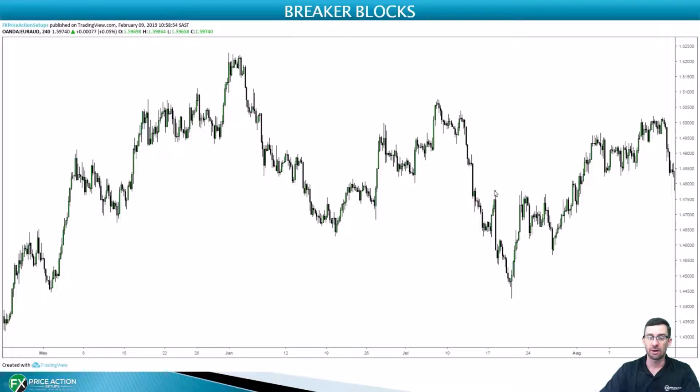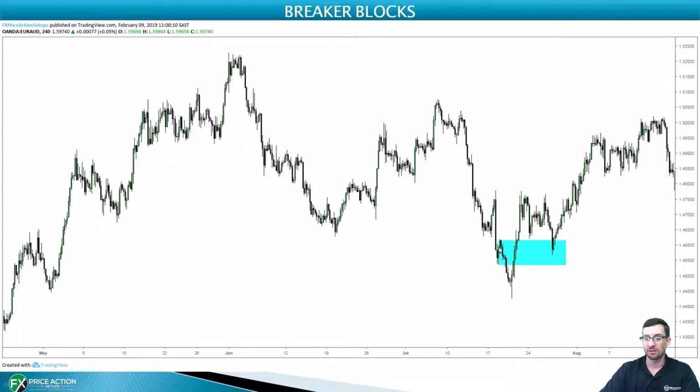And even though it didn't take these highs, it did take the breaker block. And from a bias point of view, you can now switch your bias to long. Especially if it has quite a clear run above these breaker blocks, then you can mark them off as potential action zones in the future.